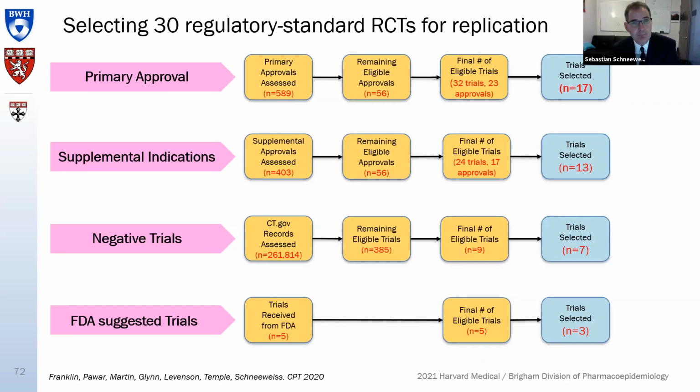Here you see, and that's already published in the CPT publication, the selection process of the trials for primary approval. We started out with almost 600 trials that we reviewed, and largely for measurement issues, most of the trials were excluded. In the end, we have 17 primary approval, 13 supplemental, some negative trials, and some FDA-suggested trials. As you can see, this portfolio was actually more than 30, and we are still open to recruiting more trials because some of these trials still drop out in the feasibility analyses.